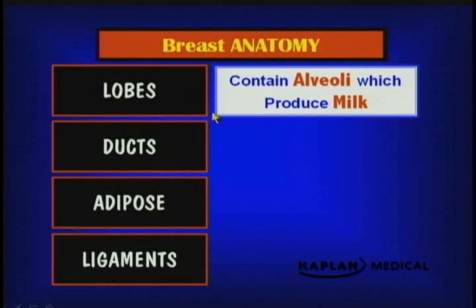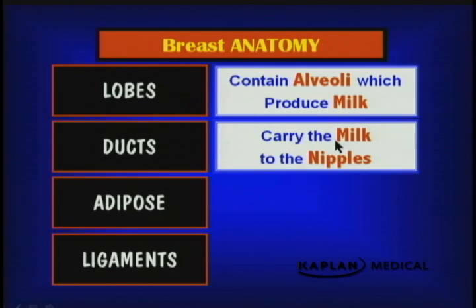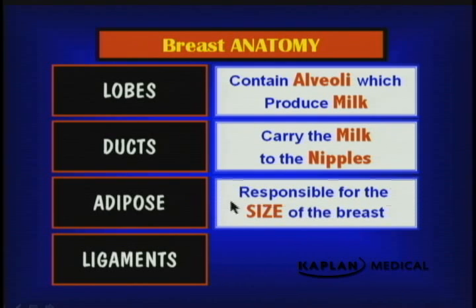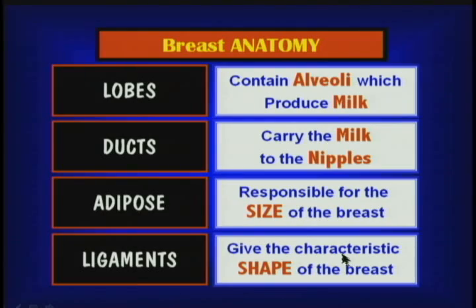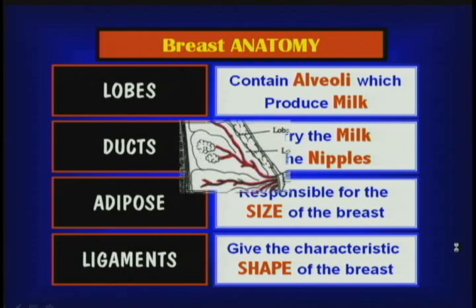The lobes contain the alveoli, which produce milk. The ducts carry the milk to the nipples. The adipose tissue is responsible for the size of the breast, and the ligaments give their characteristic shape to the breast. So, a woman who has small breasts and a woman who has large breasts may have the same alveolar ductal tissue. It is the adipose which is responsible for the unique size of the breast. Over time, with loss of tissue turgor, the breasts can sag and the ligaments will reflect that.